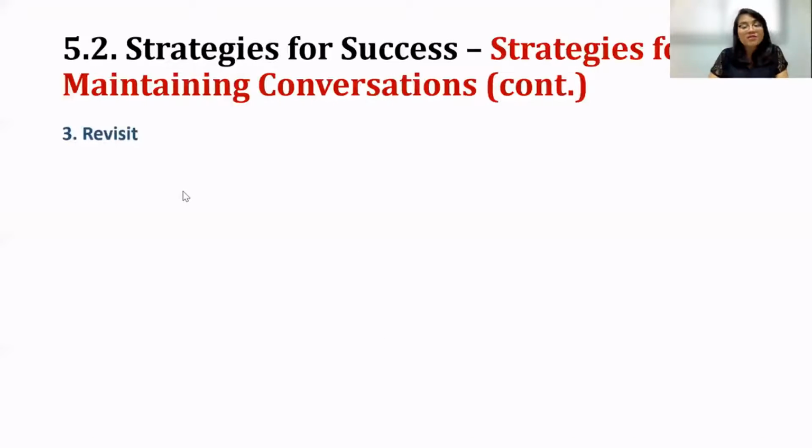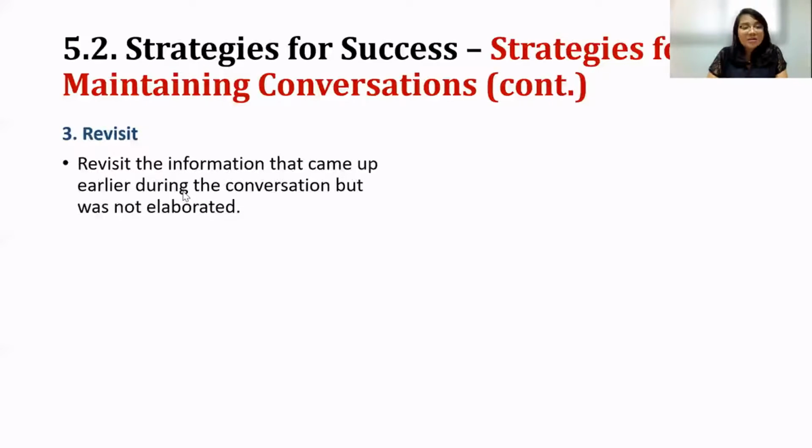Next one, revisit. Start, expand, revisit. Revisit the information that came up earlier during the conversation but was not elaborated. So during the conversation, there must be certain topics that are not yet elaborated. So you can keep that in mind. And when you are running out of things to talk about with a person, you can revisit that topic and elaborate it again.